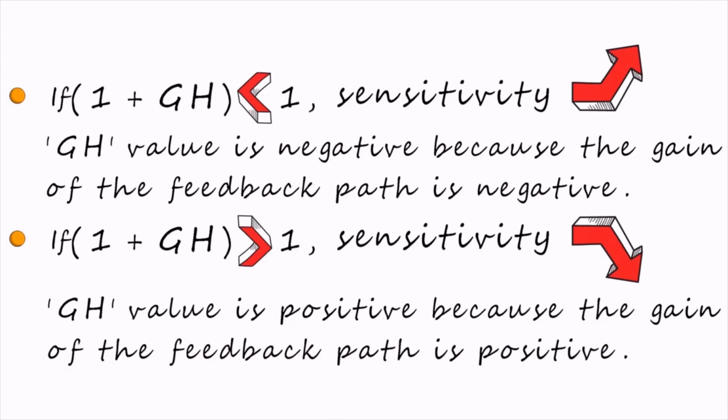In general, G and H are functions of frequency. So, feedback will increase the sensitivity of the system gain in one frequency range and decrease it in the other frequency range. Therefore, we have to choose the values of GH in such a way that the system is insensitive or less sensitive to the parameter variations.